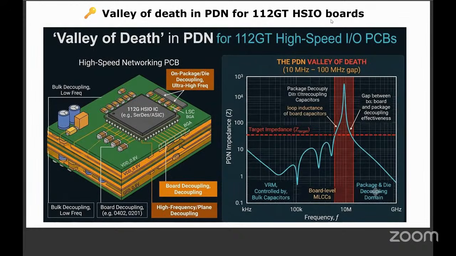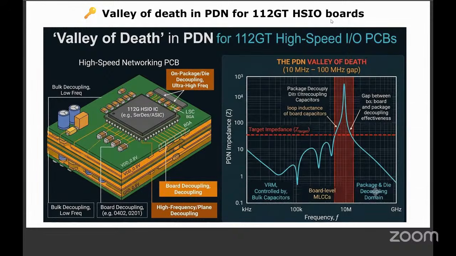Valley of death of the power distribution network for 112 gigatransfer HSIO boards. Though we calculate and simulate the capacitors and place them properly, for whatever reason, if capacitors don't perform, they don't give the required energy at that distance and at that time, this is the valley of death. The capacitors are just placed, consuming space, not doing any job. Again, we have to simulate again, and maybe re-layout, or change the value of the capacitor, or change the stack up.